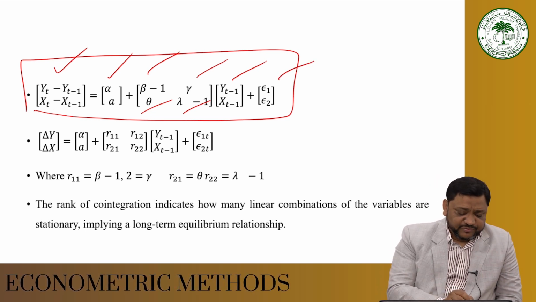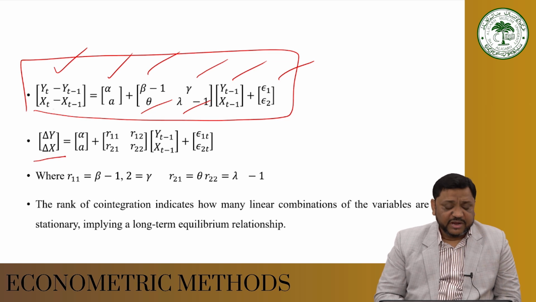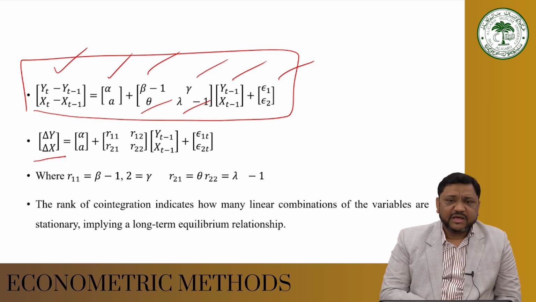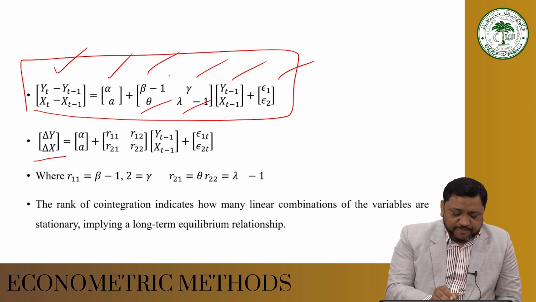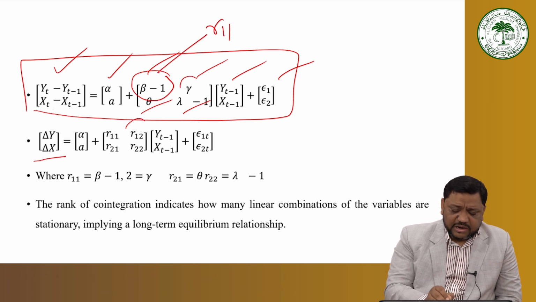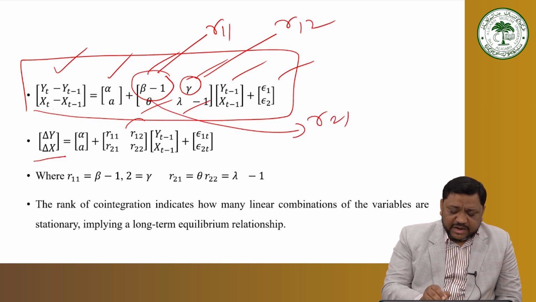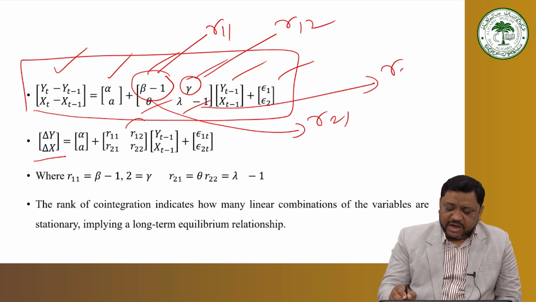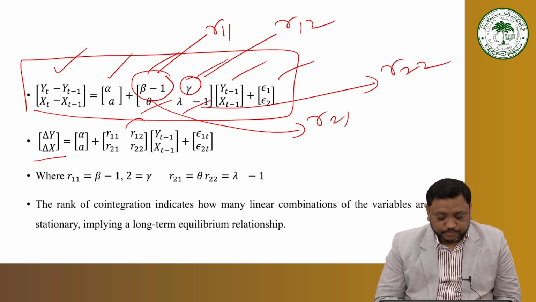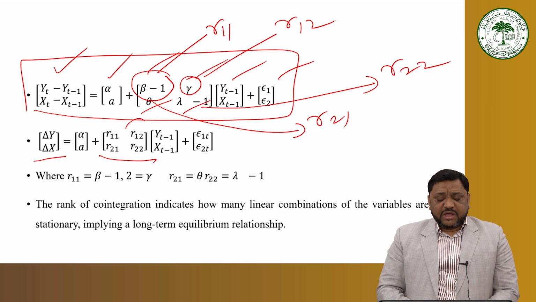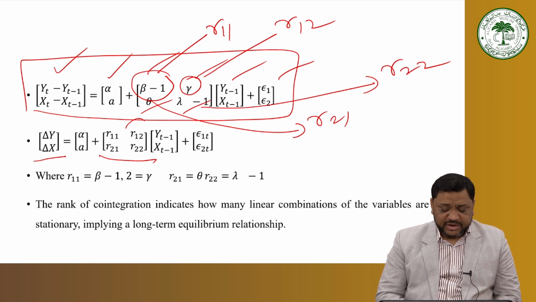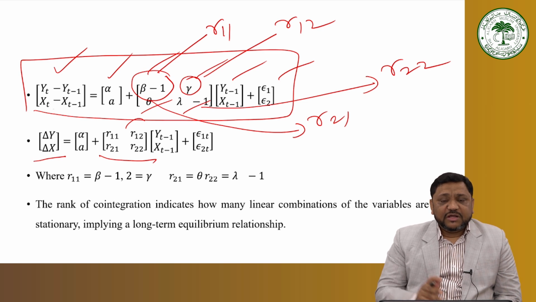So this we write simply as the delta y and delta x matrix, and alpha, a, and in place of beta minus 1 we denote it by r11, gamma is denoted by r12, theta is denoted by r21, and lambda minus 1 is denoted by r22. So we write it in this form, multiplied by yt minus 1, xt minus 1 plus epsilon 1, epsilon 2.